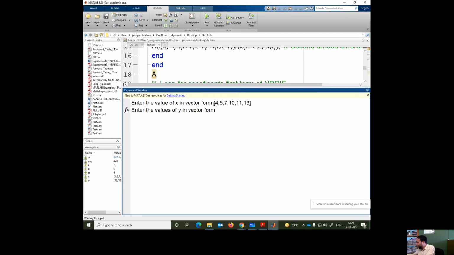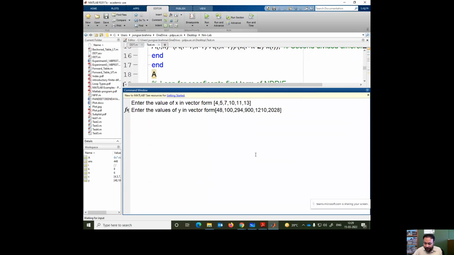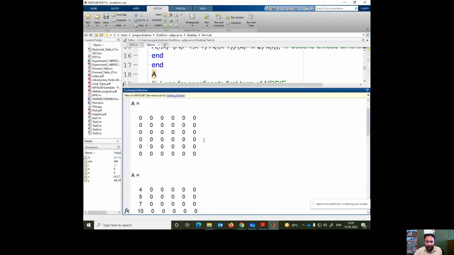Let us take the help of the books, where I can get a solved problem here. Now enter the value of y, which is 4800 written here. Then enter the value to be interpolated. Suppose here in the book they're asking for 8. We input 8 here. So if I run it, see what I can get.